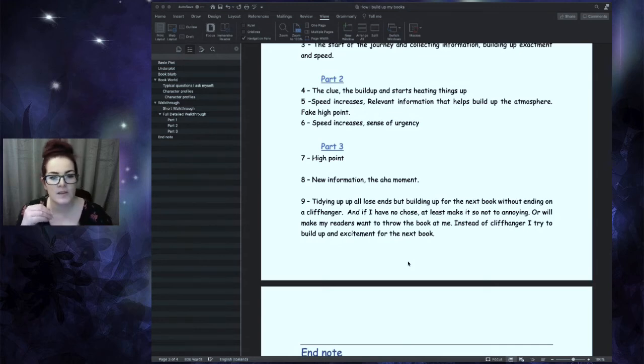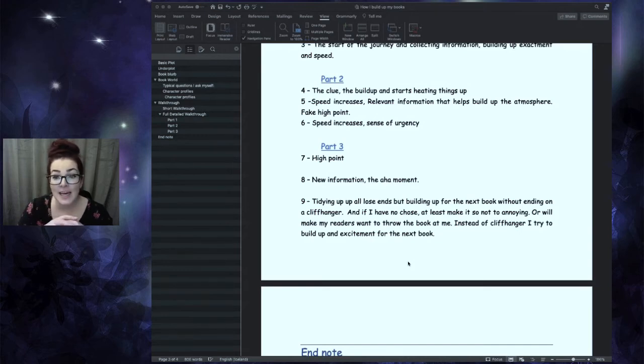So I start tidying up loose ends, and make sure there are little breadcrumbs to build up excitement for the next book. And I won't have a major cliffhanger. I don't want cliffhangers that will make you want to throw your book at me. I will not do that to you. Or I will try not to do that to you.